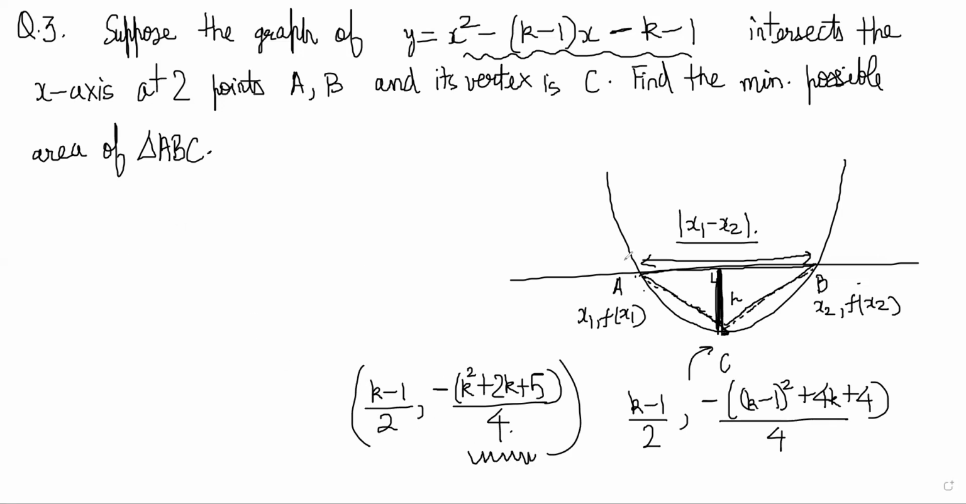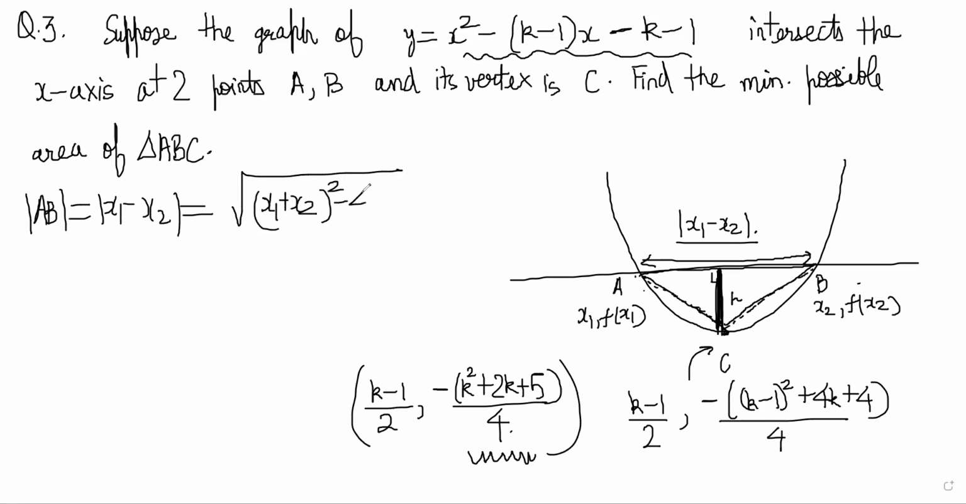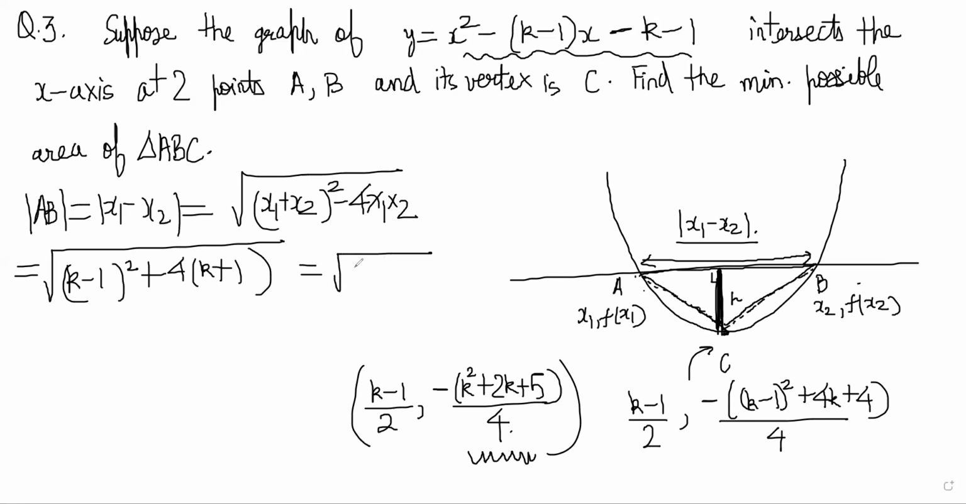Okay, now we have to find the distance between A and B, which is mod AB, which is mod of x1 minus x2, and which is equal to root over (x1 plus x2) whole square minus 4x1 x2, right? Where x1 x2 are the roots, so this is going to be sum of the roots whole square minus 4 times the product of the roots. This is a standard step in usual quadratic equation questions, and if you calculate this out, it will come out to be root over (k minus 1) whole square plus 4 times (k plus 1), which is equal to root over k square plus 2k plus 5. So this is basically the base of the triangle.